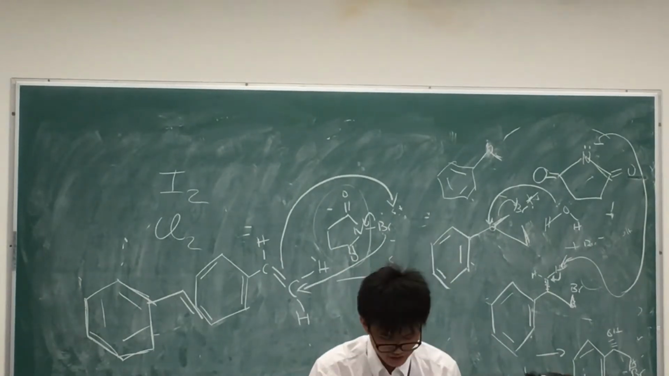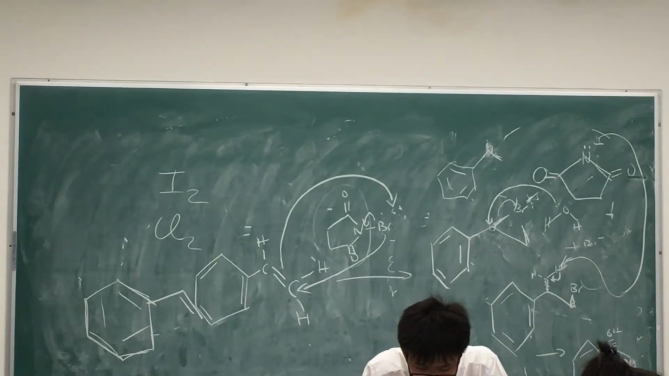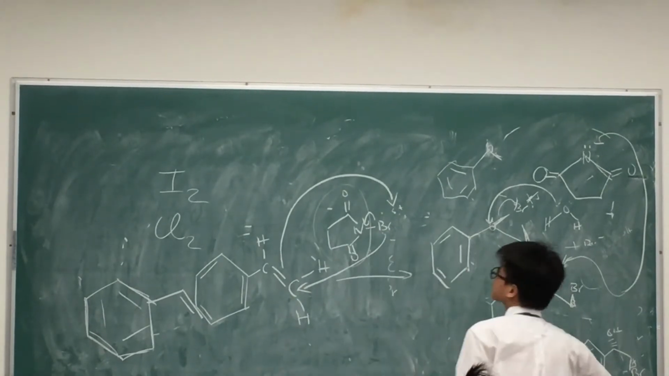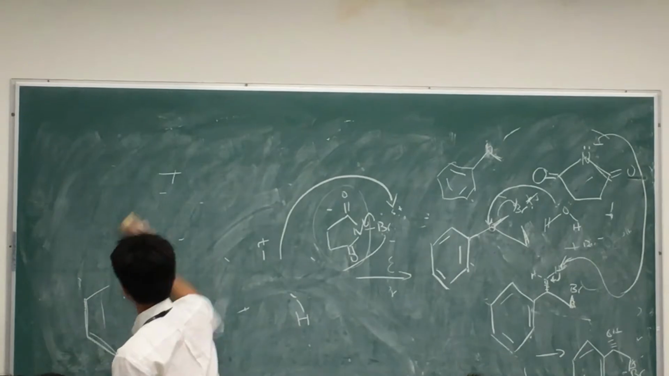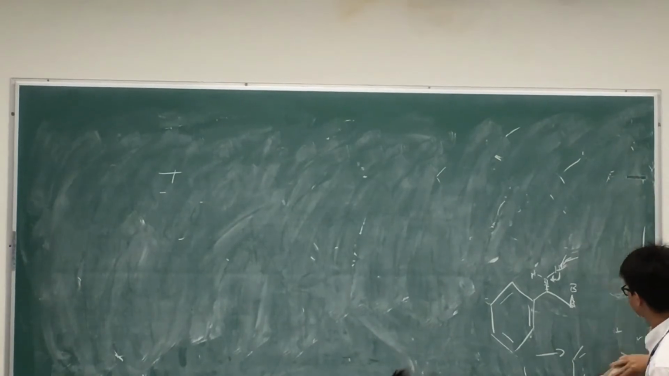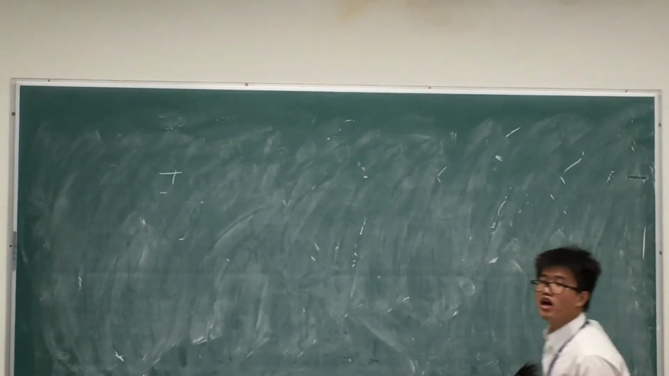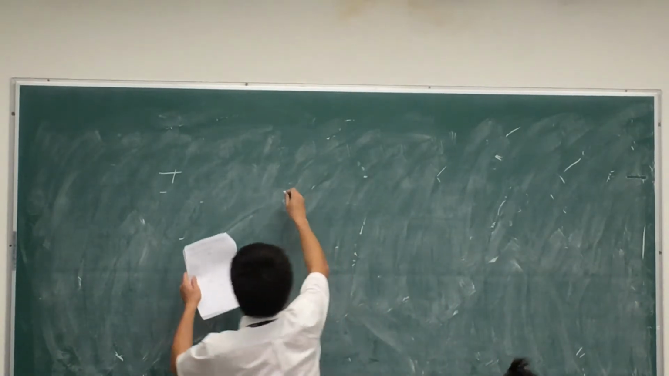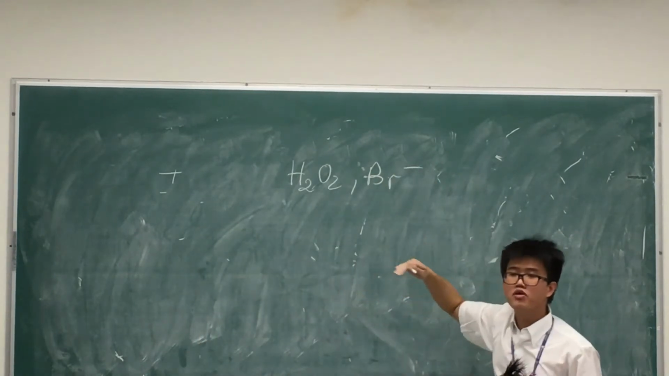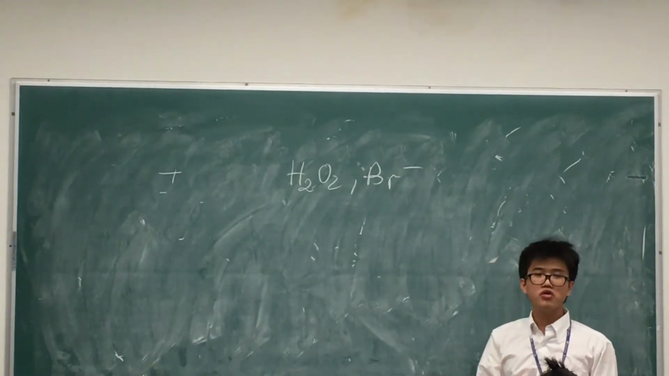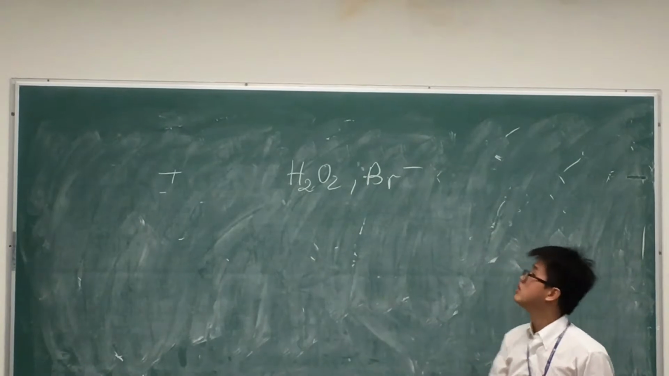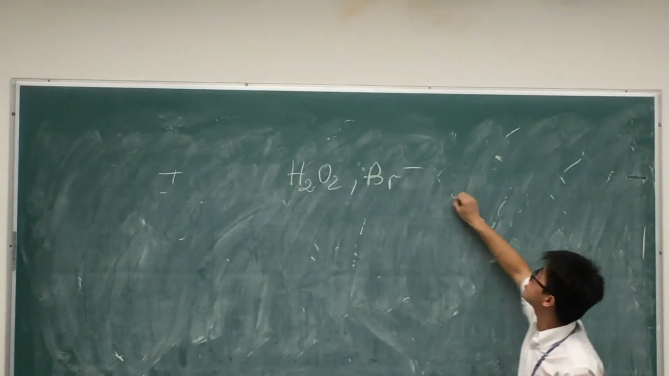Okay, next reaction. Question number 9. So do you know another way to form Br plus? Another way to form Br plus is to mix it with peroxide. Another way you can form Br plus is to mix with this one. Do you know why? It reacts easier.